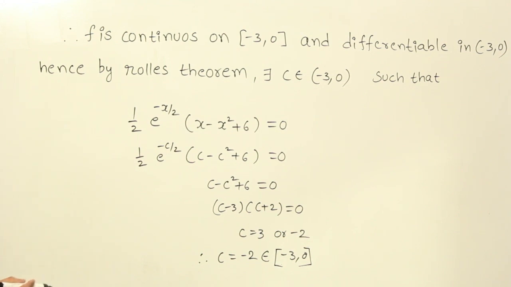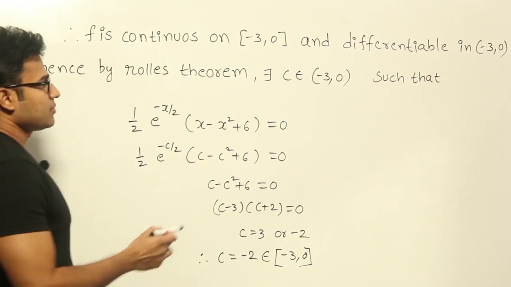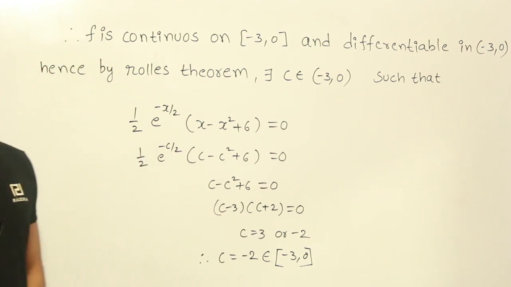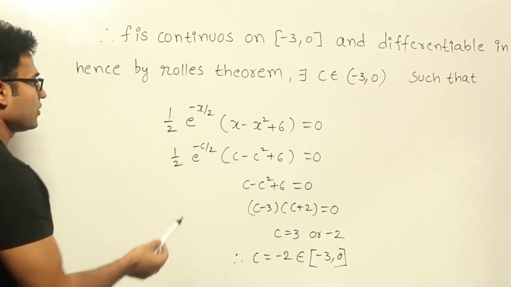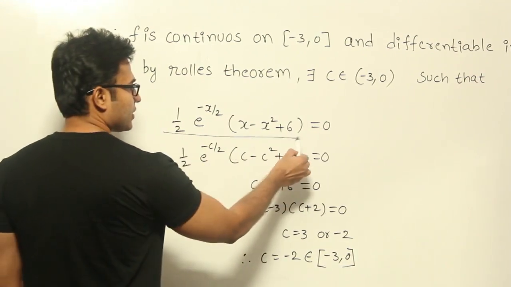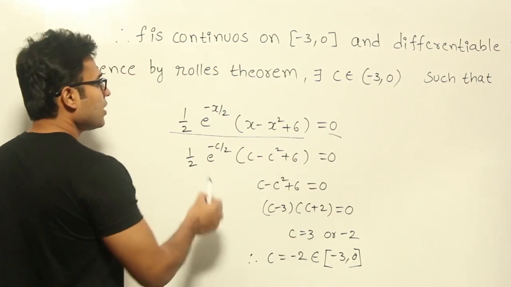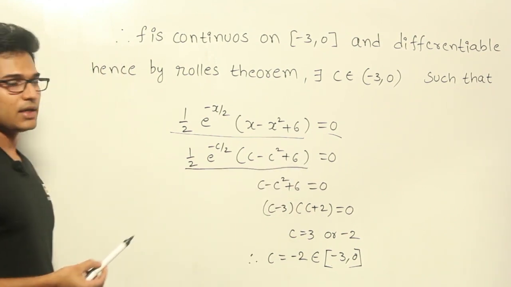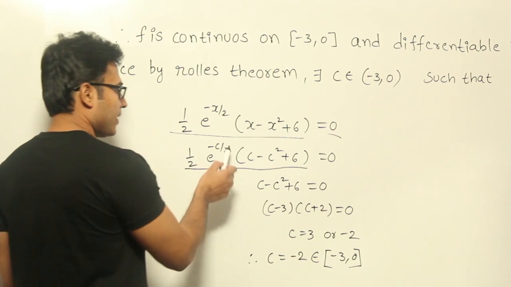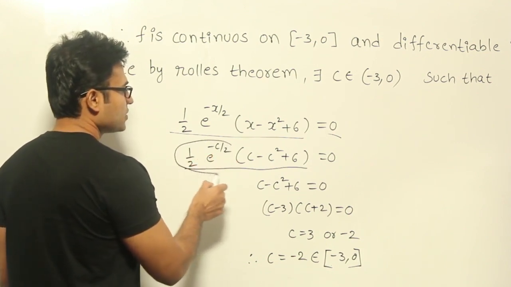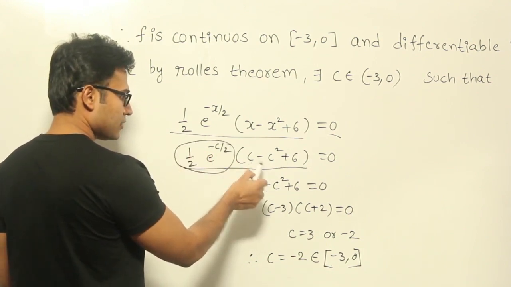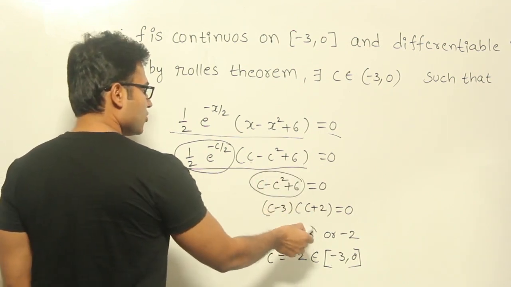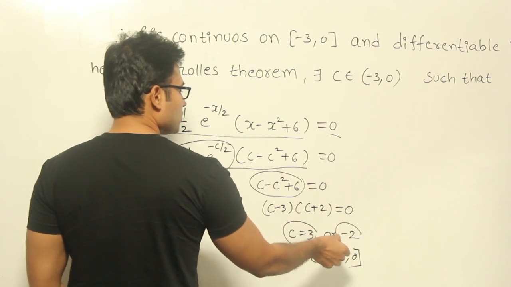So hence by Rolle's theorem, there exists a point c such that f dash of c is going to be 0. So this is f dash of x. F dash of x I am equating it to 0. In place of x I am substituting c because that is what they have asked, right? So we got this. Now anyway this part cannot be 0, therefore only the part which can be 0 is this one, right? Now if you equate it to 0, c is going to be either 3 or minus 2.